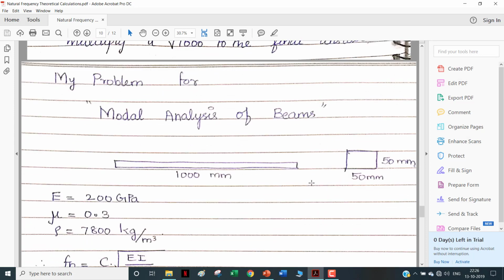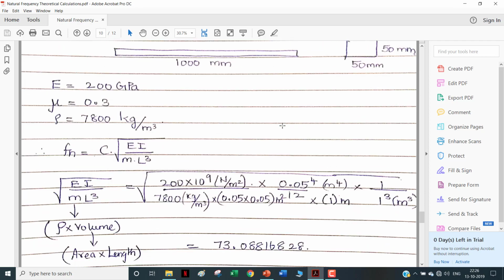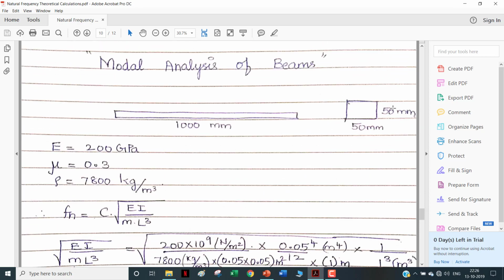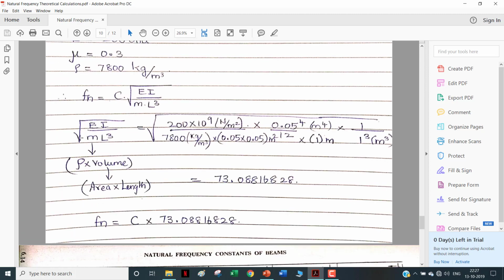Now let me get on to my problem and show you how to solve. This is a problem that I have taken, of a 1 meter length beam of cross section 50 mm cross 50 mm, Young's modulus 200 gigapascal, Poisson's ratio 0.3, density 7,800 kg per meter cube. If I substitute all this in this formula, root of EI by ml cube will be 73.0881628, and it will be multiplied with this constant value. For each and every case, this C value changes, and I can multiply the corresponding C for a particular problem, and I'll get the natural frequency for each and every given system.